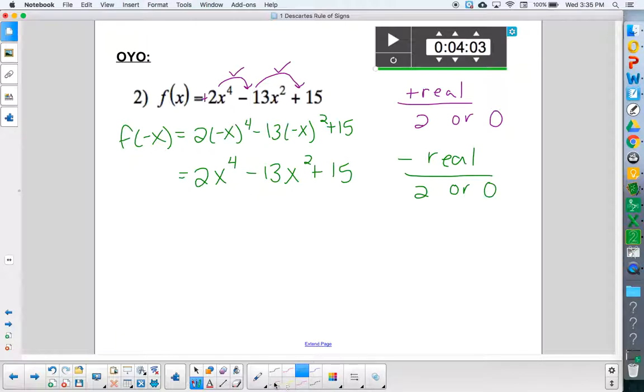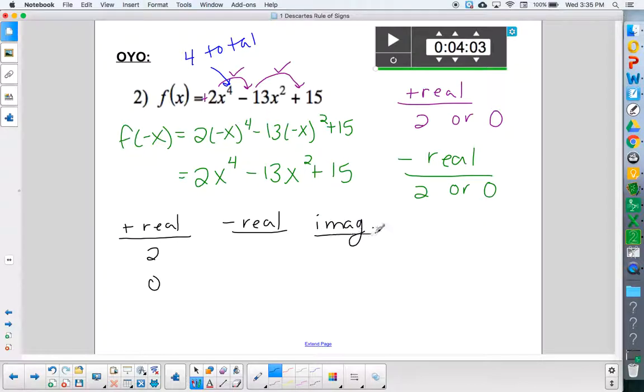So now we want to make sure we note that we have 4 total solutions. And then we're going to go ahead and set up our chart. So I have a column for positive real. So I can have 2 or 0 there. I have negative real, imaginary, and total. And I know what my total is. It has to be 4.